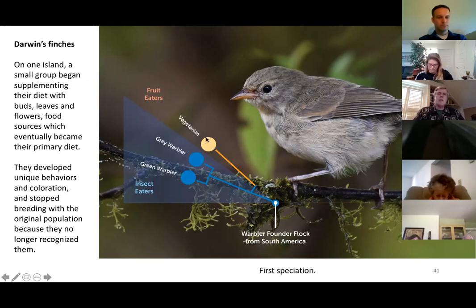So even if they then met one of the warblers from one of the other islands, they wouldn't mate with them because they wouldn't recognize them. They could mate with them, they just don't, because they go, you're not one of me.